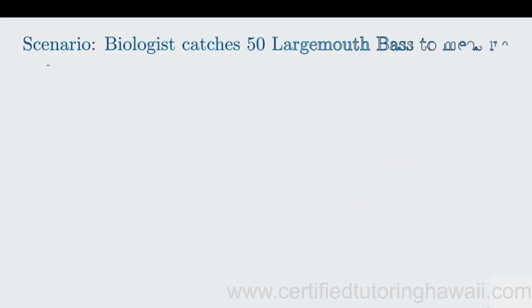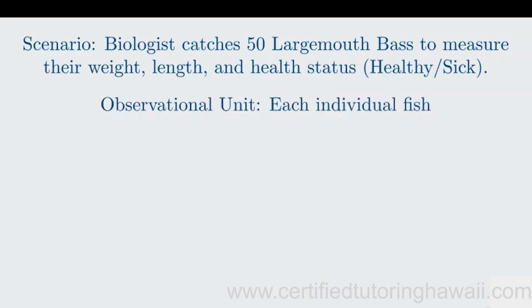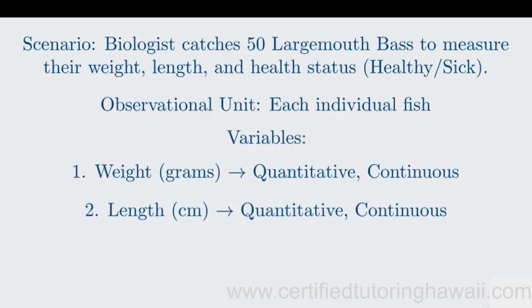Let's wrap up by applying everything we've learned to a real-world scenario. Imagine a biologist is studying the health of a local lake. In this study, what are the observational units? The individual fish are the units from which data is collected. Now, let's identify the variables and their types. Weight and length are continuous because they are measurements that can take on any value. Health status is categorical because it labels the fish into groups.